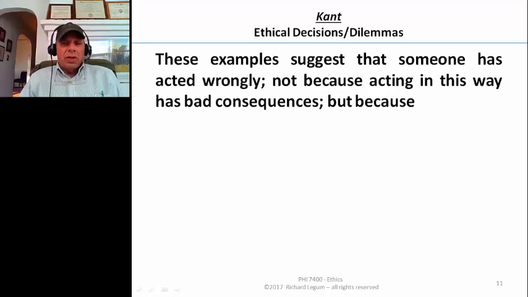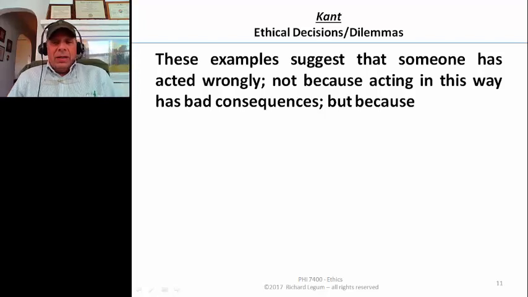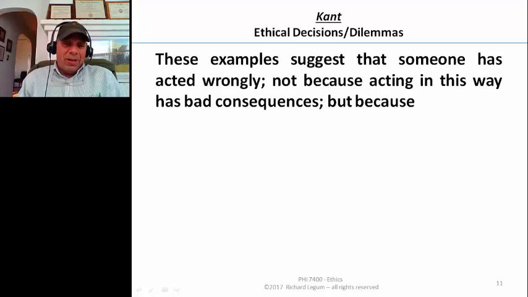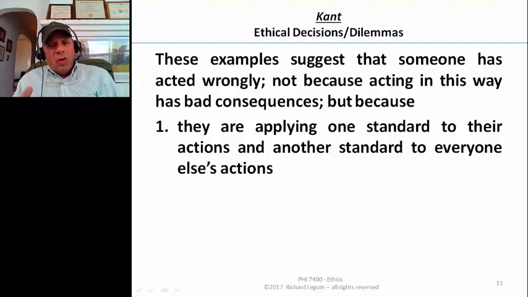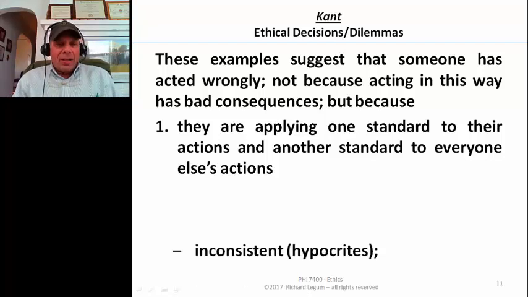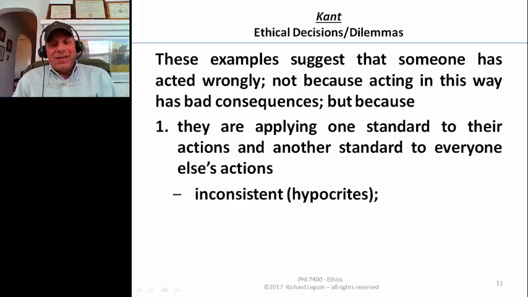Now, the examples we've just considered suggest that somebody has acted wrongly, not, as utilitarianism tells us, because acting in this way has bad consequences, but there are at least 3 points in it. But because, number one, they're applying one standard to their own actions, which they wouldn't have everybody else follow. So they have another standard by which they will judge everybody else's actions. And that seems to be problematic. So the idea is that they're inconsistent.